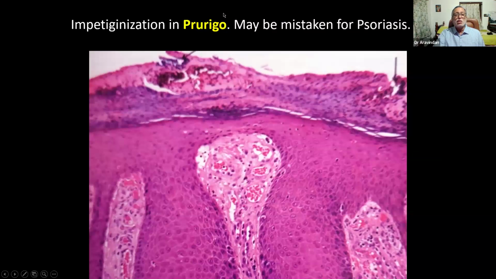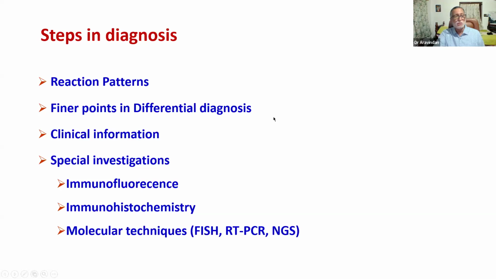And this is a prurigo nodularis. It may be mistaken for psoriasis because of the psoriasiform hyperplasia, and impetiginization, that is repeated scratching, may produce infections and you may get acute inflammation. This may be mistaken for psoriasiform neutrophils in psoriasis.